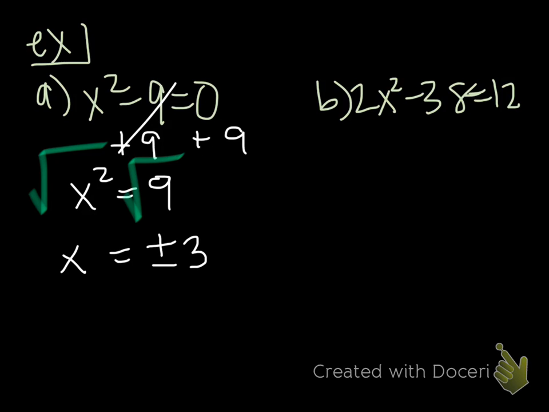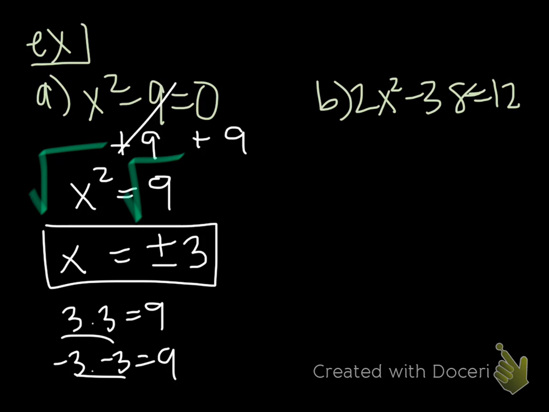The reason we do that is, well, 3 times 3 equals 9, but negative 3 times negative 3 also equals 9. So there's two results that would work, and that's why we always will put a plus or minus whenever we introduce a square root into the problem.